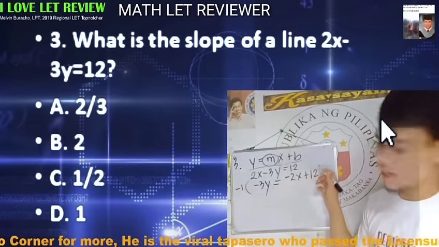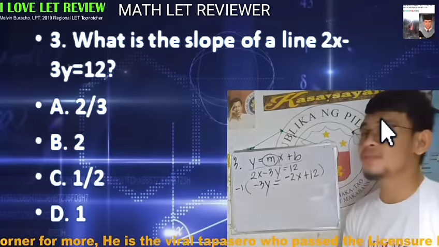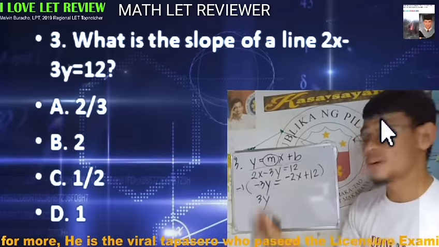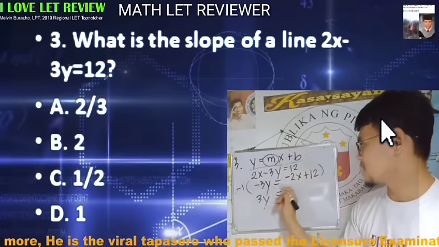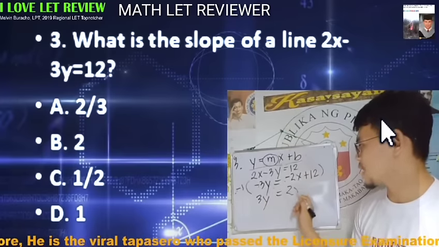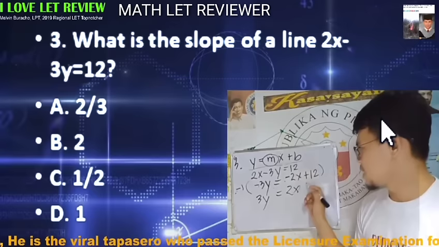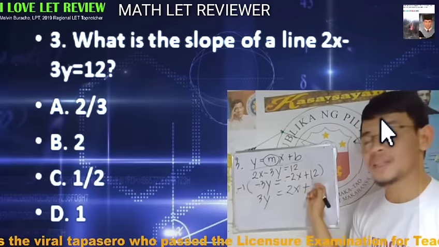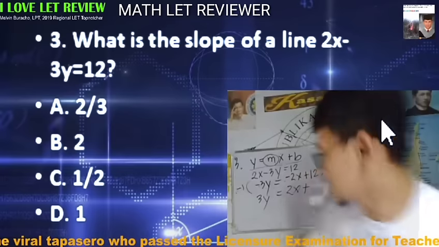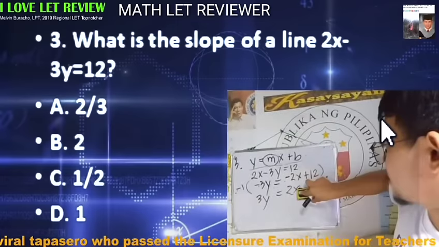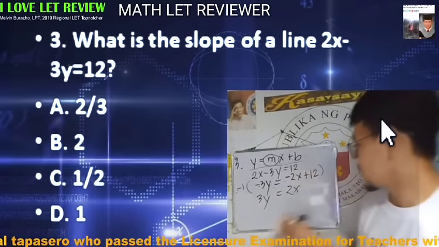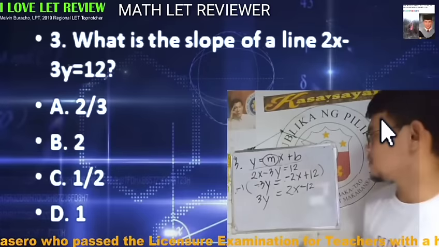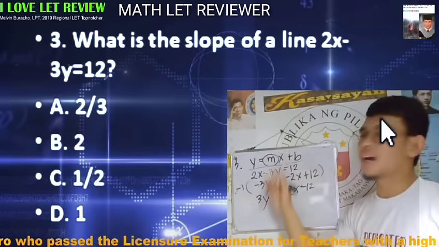So, of course, sila po lahat. Negative times negative, of course, that will yield 3y, okay? Negative times negative, 3y. Negative times negative, that will also be 2x, and then, of course, plus. Negative 1 times positive 12, that will yield negative 12. Okay, wait for a while. Negative 12. Oh, yun. Okay, so now, can we now identify the slope?